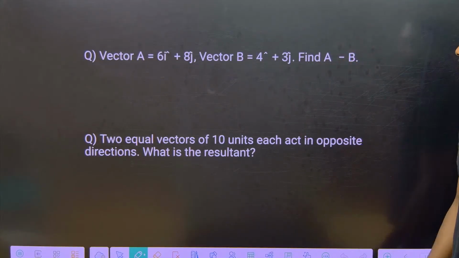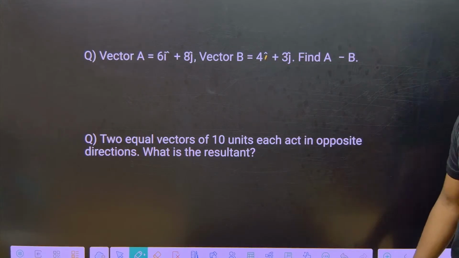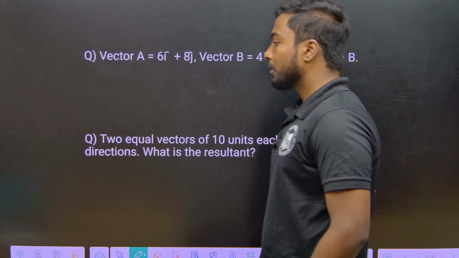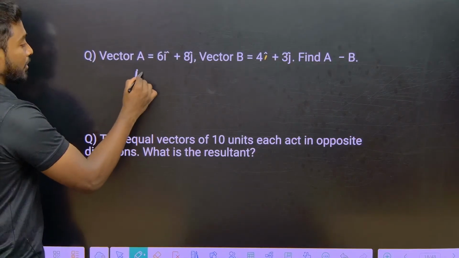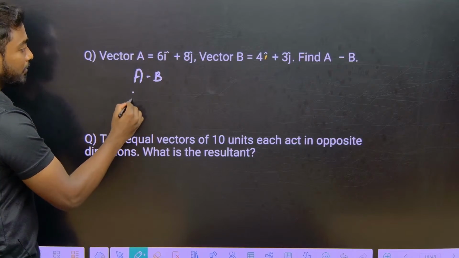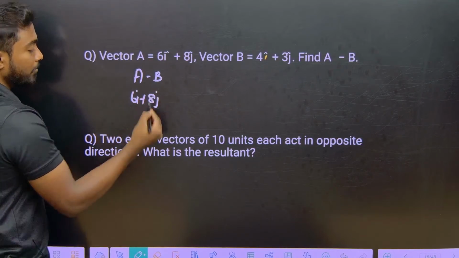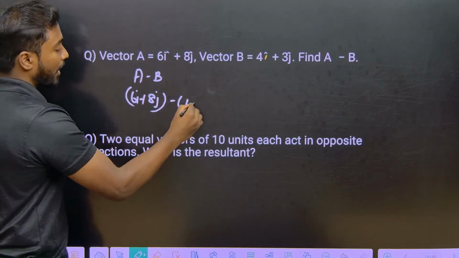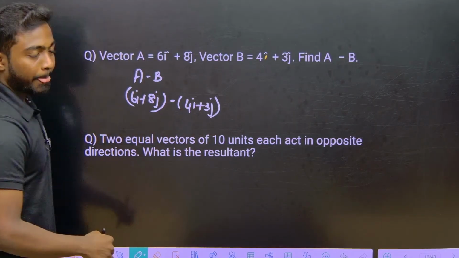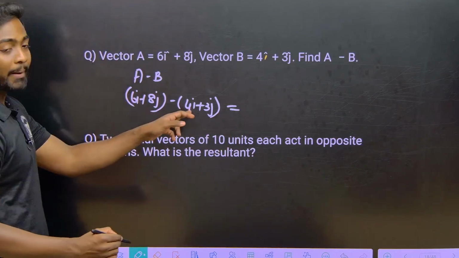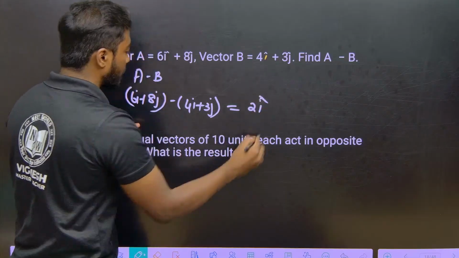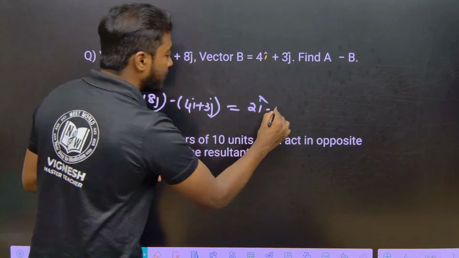So vector A is 6i cap plus 8j cap and B is nothing but 4i cap plus 3j cap. Find A minus B. I need to find the A minus B. So A minus B in the sense, listen, A minus B. So what is A here? 6i plus 8j minus 4i plus 3j. Okay, this is x and this is y. So like terms I need to take separately, unlike terms I need to say separately. Okay, so what will be the answer? 6i minus 4i, 2i, 8 plus 5j.